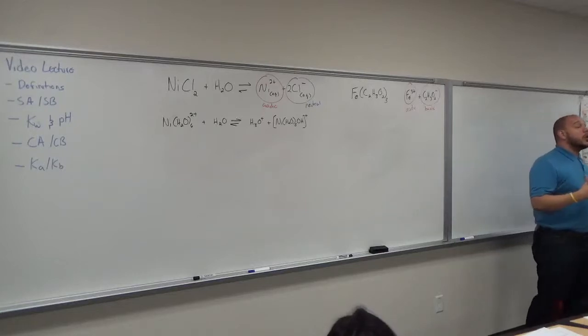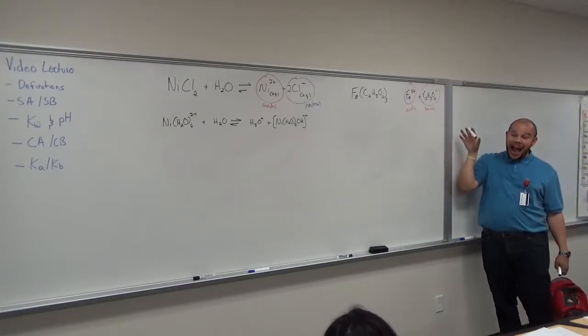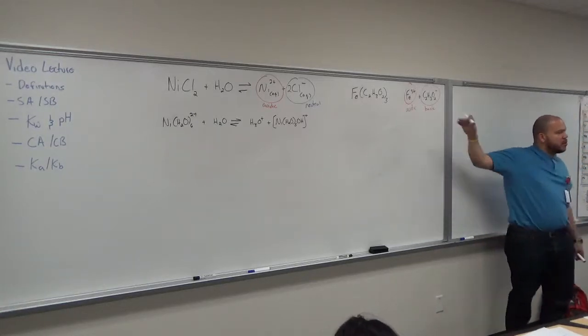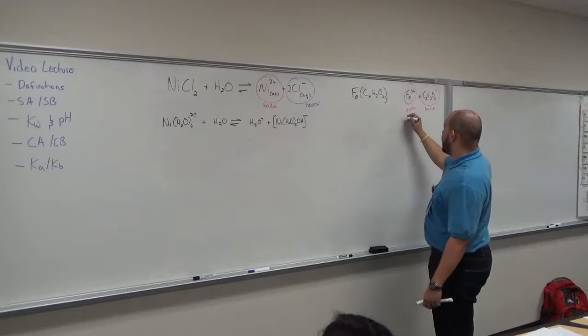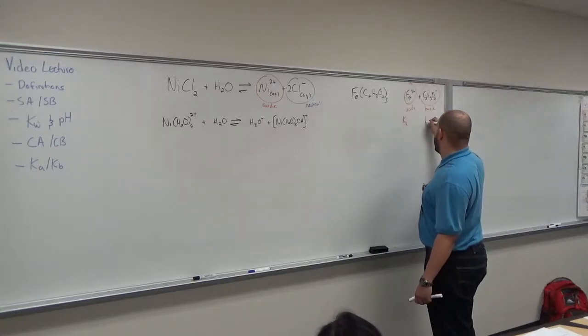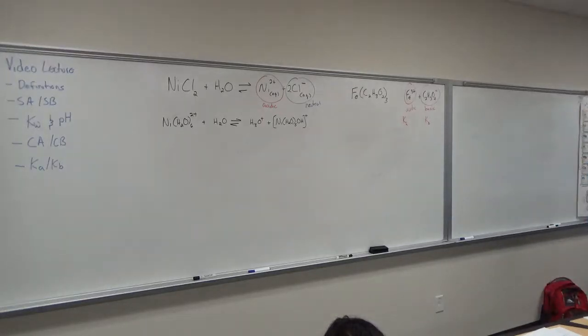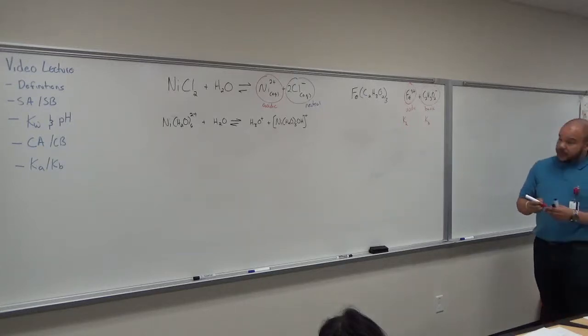Now, how we determine the outcome of the solution has to do with the Ka and Kb of each of these. So we've got to look at both of these. We have to look at the Ka of iron and the Kb of acetate. To get Kb of acetate, we need 1e to the negative 14 divided by 1.7e to the negative 5. So we get 5.88e to the negative 10.